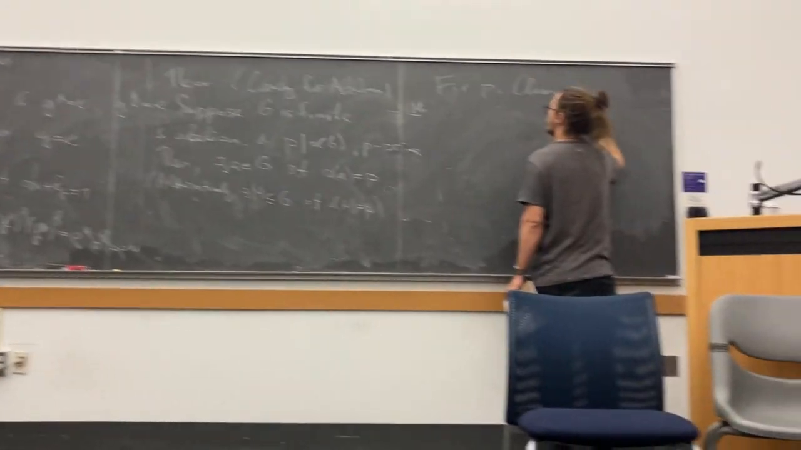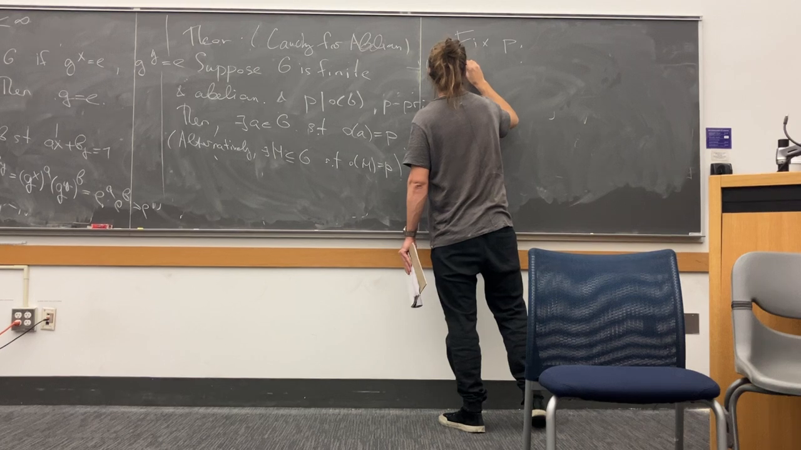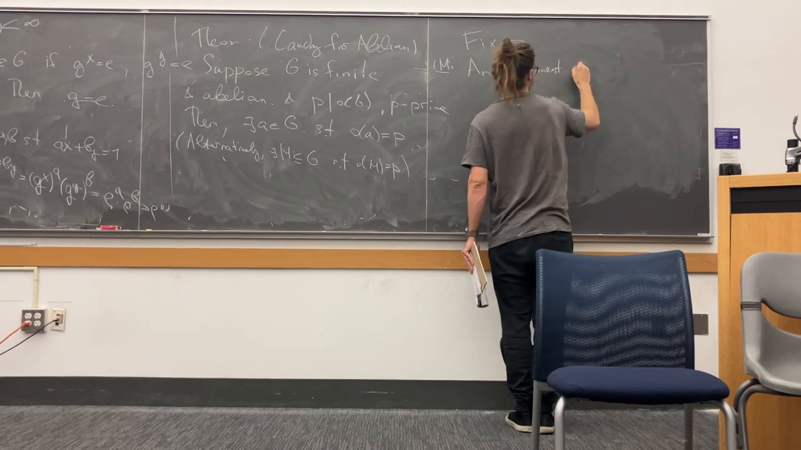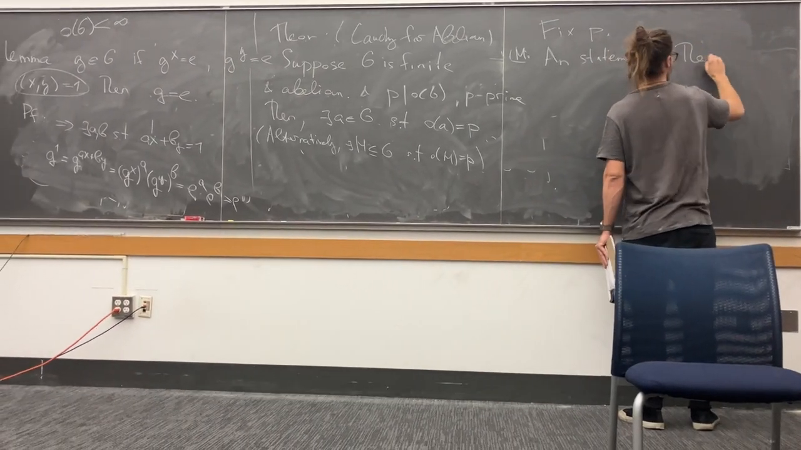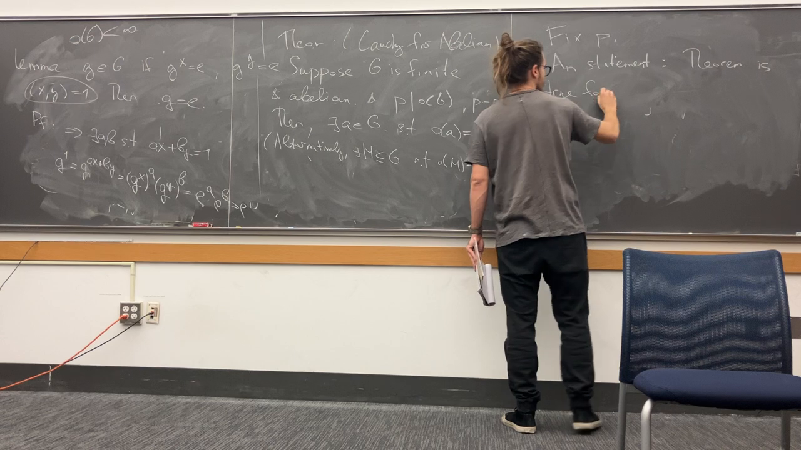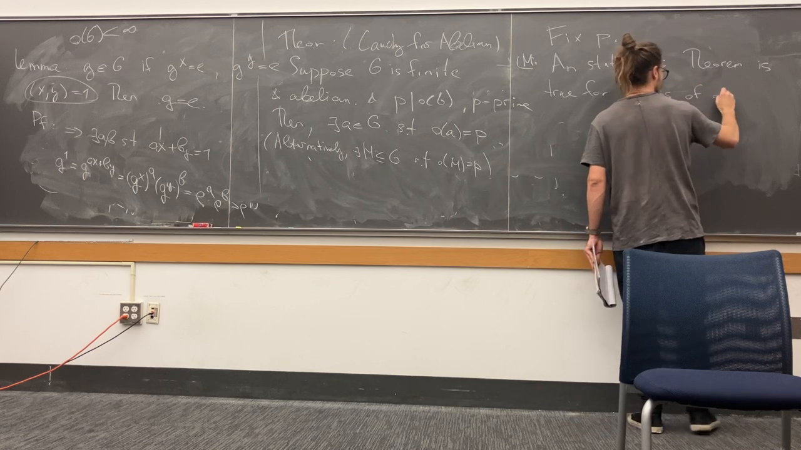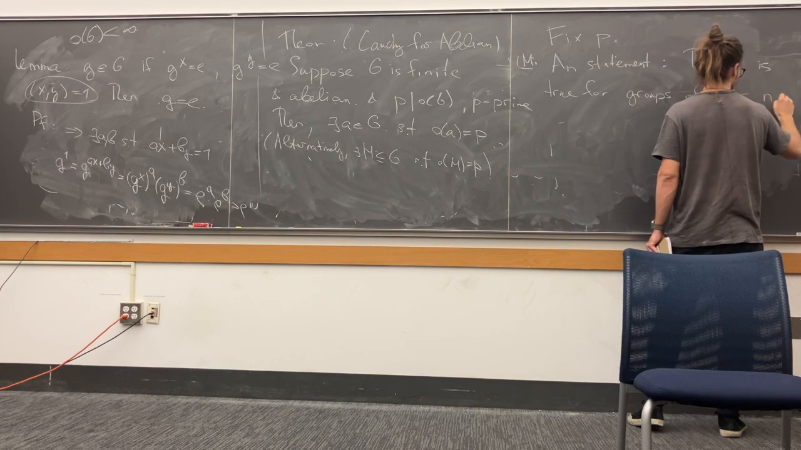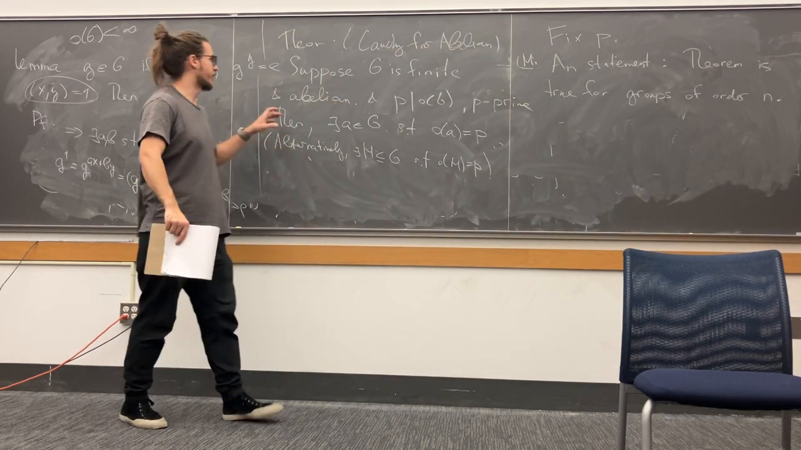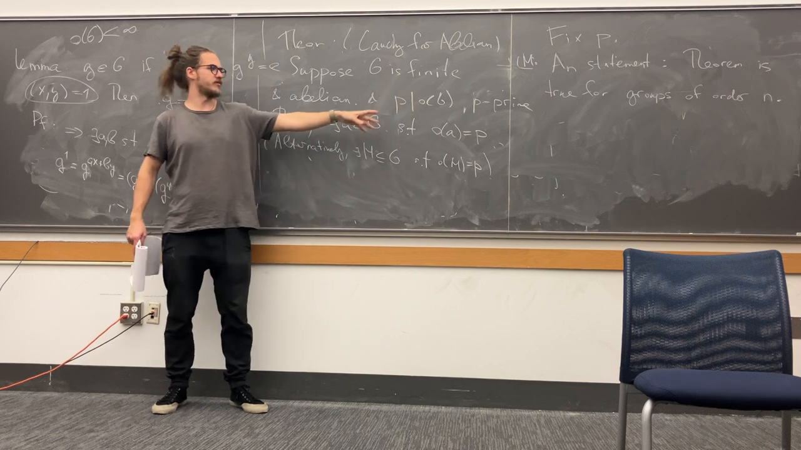Let's, how should I put this? The statement of the theorem is true for groups of order M. Okay, so this is the proper way to set this up. Our theorem starts with G, and then you assume some P divides its order, but the proof is going to be different.